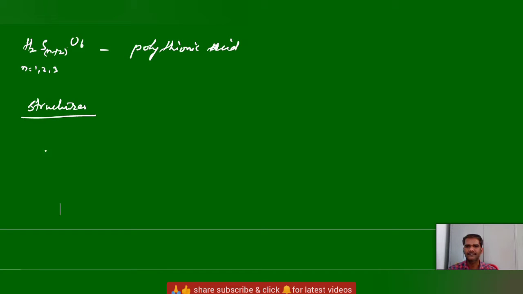These are the structures. First one, H2SO3. Here all oxy acids of sulfur are dibasic acids. All are having two OH bonds. But in case of oxy acids of phosphorus, sometimes it may be monobasic, dibasic, tribasic. We have tetrabasic acids also. But all sulfur oxy acids are dibasic. You should remember this point.